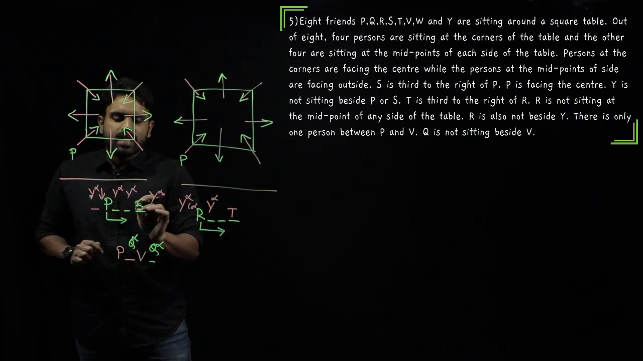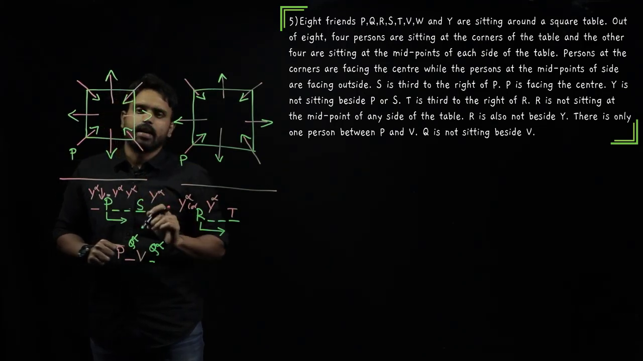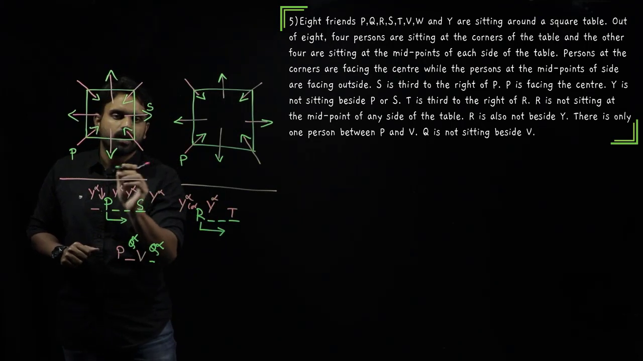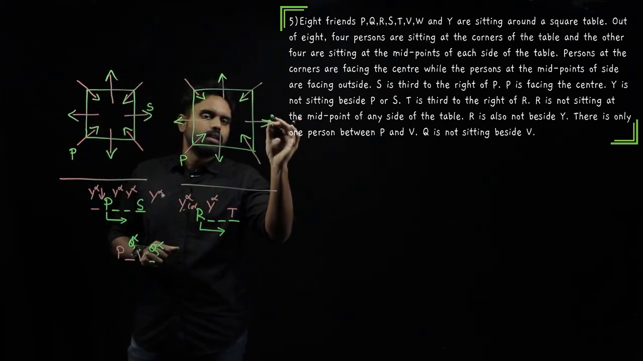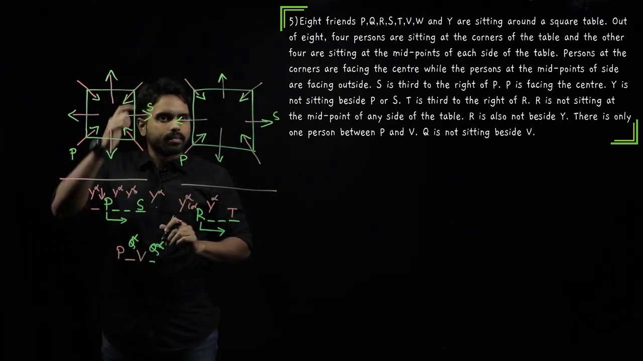S sits third to the right of P. ये फर्स्ट टू द राइट है, सेकंड टू द राइट है, थर्ड टू द राइट है. कौन बैठा है यहाँ पर? एस बैठा है. एस सिट्स थर्ड टू द राइट ऑफ पी. जल्दी से यहाँ पे भी बना लेता हूं. ठीक है, आगे देखते हैं.